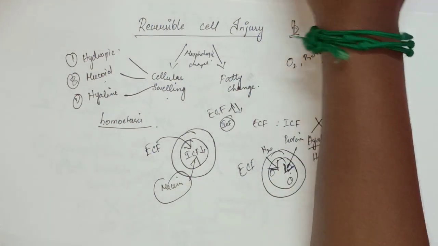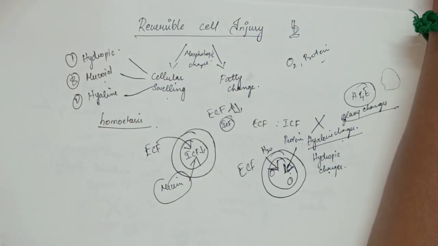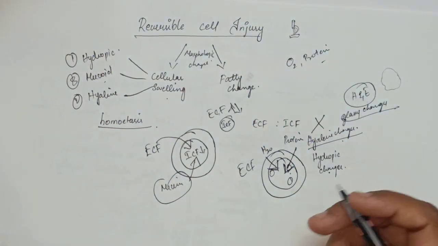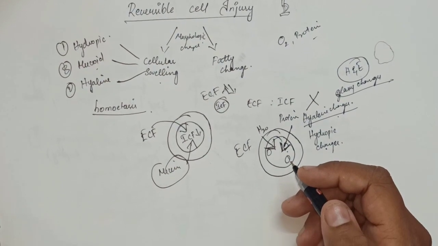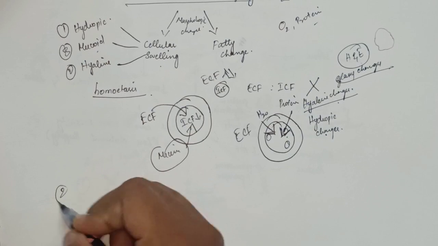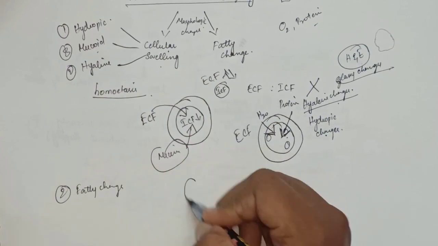See here, I have written here. So when the mucin goes inside the cell from the ECF and produces the swelling, that is called mucoid change. Mucin is a glycoprotein. These are the three types of changes that happen in the cellular swelling.